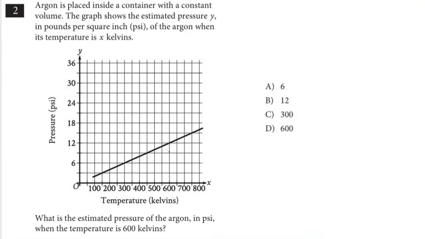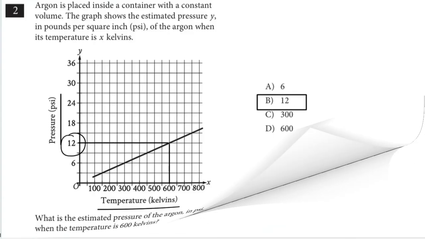Question 2: Argon is placed inside a container with constant volume. The graph shows the estimated pressure y in pounds per square inch, PSI, of the argon when its temperature is x Kelvin. Pressure is on the y-axis, temperature is on the x-axis. What is the estimated pressure of argon in PSI when the temperature is 600 Kelvin? You just need to identify the value corresponding to 600 on the x-axis. That is exactly 12. B is the correct answer.